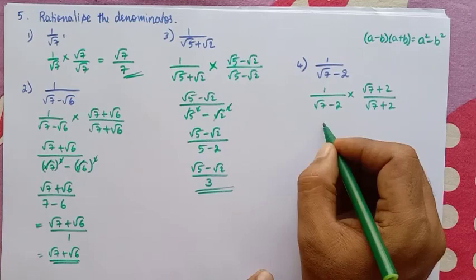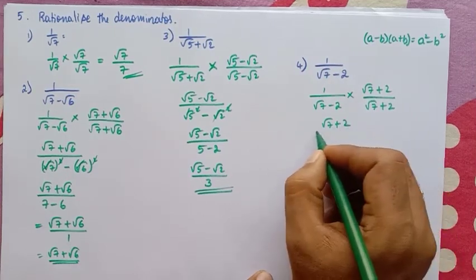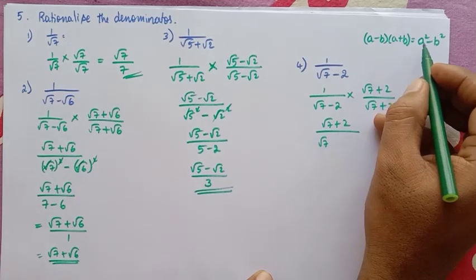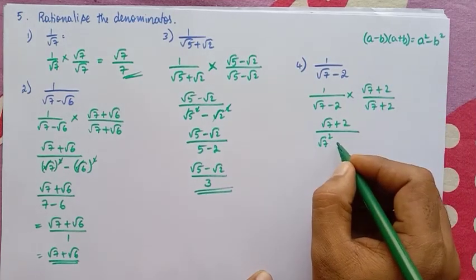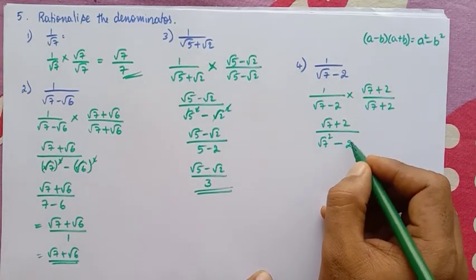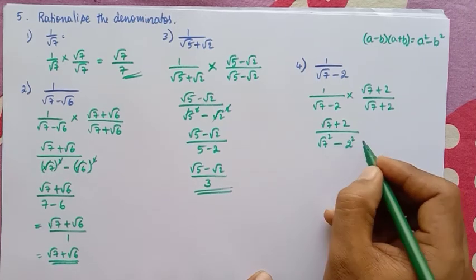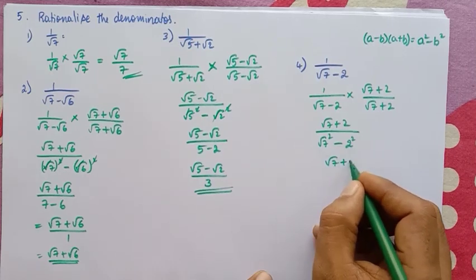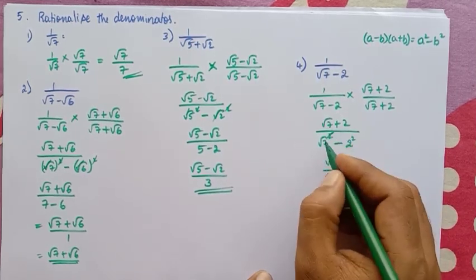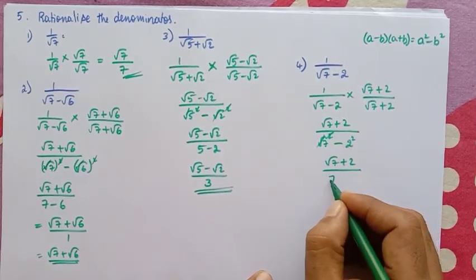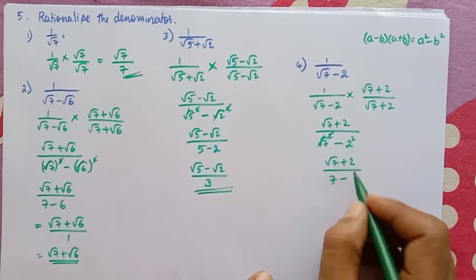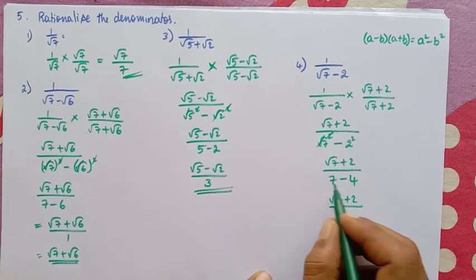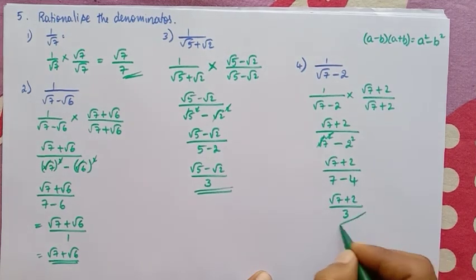So root 7 plus 2 by, here the same formula, a minus b into a plus b is equal to a square minus b square. So root 7 square minus 2 square, you should not forget to put the square. Here the square and root cancel, 7 minus 2 square is 4. So root 7 plus 2 by 7 minus 4 is 3. This completes this one.